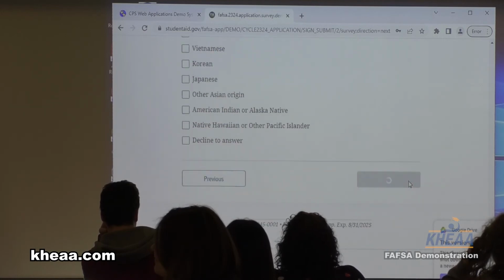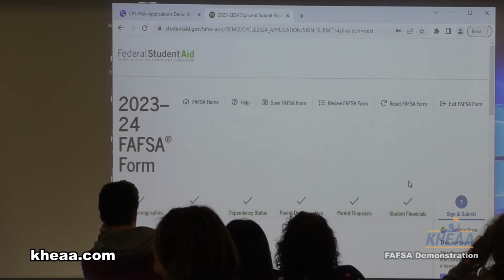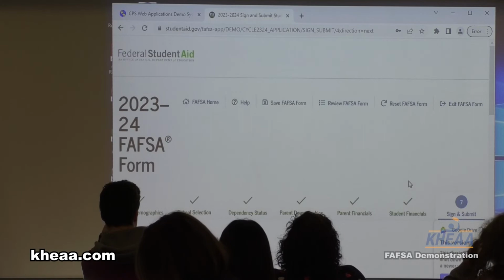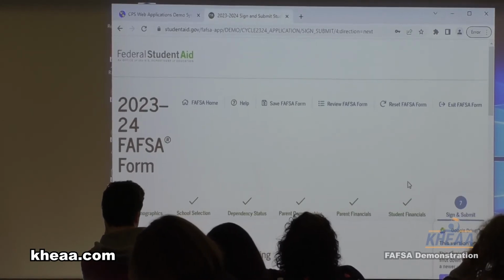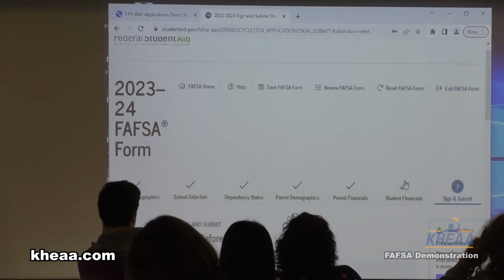All right, so then after that page, that's super easy. That doesn't affect you. That doesn't give you more money. It doesn't give you less money. It doesn't do anything. It's just the government wanting to do a survey for everybody so they can get their statistics.